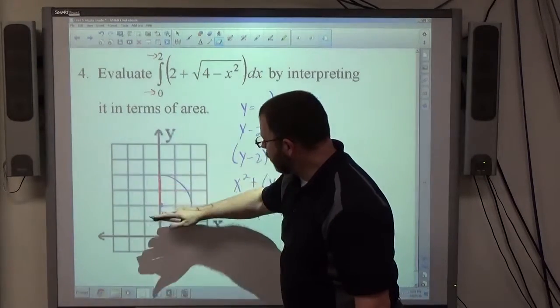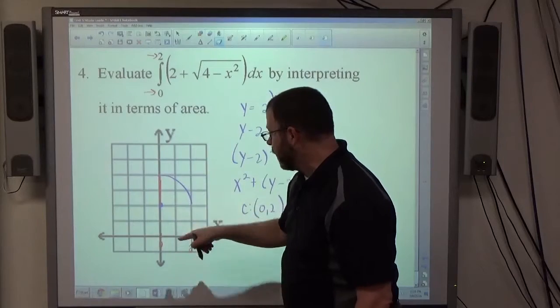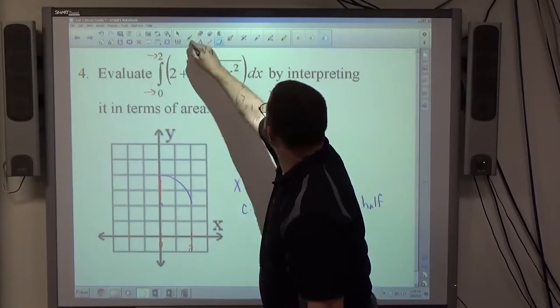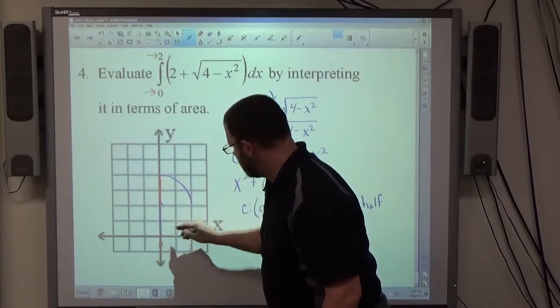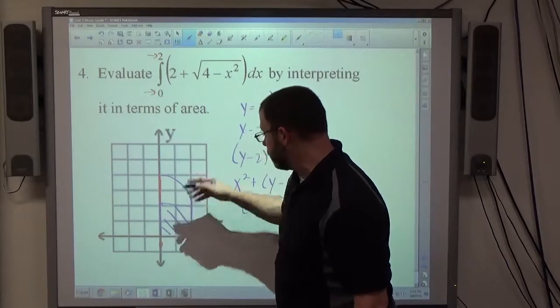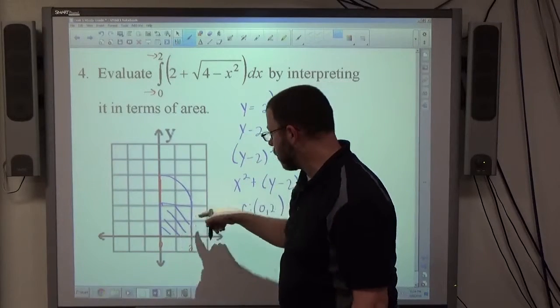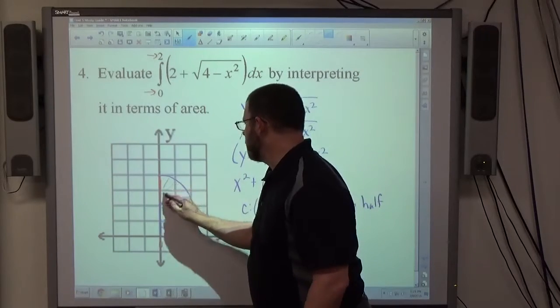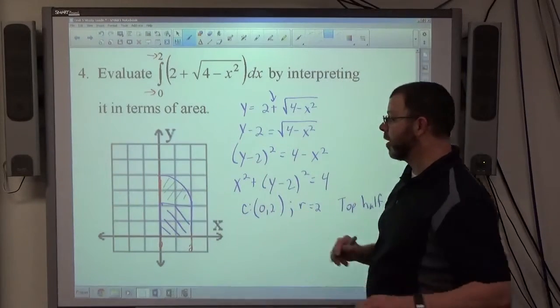The circle is just the top half, so I'm not going to come back down here. It's just going to be from here to there. And then if I go straight down, like so, what we're looking at is actually a square, rectangle, it doesn't matter, but a square or rectangle, and then a semicircle. Alright, not even a semicircle, but a quarter circle.